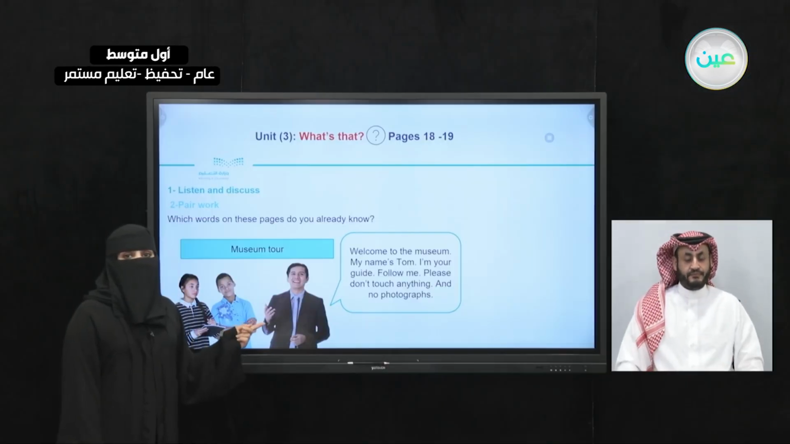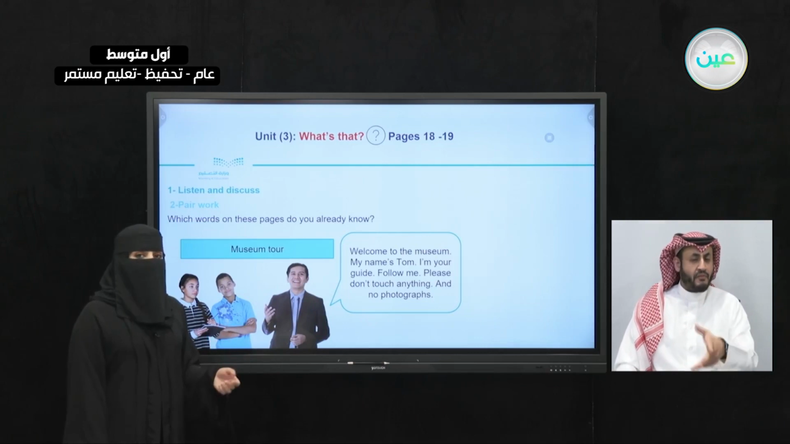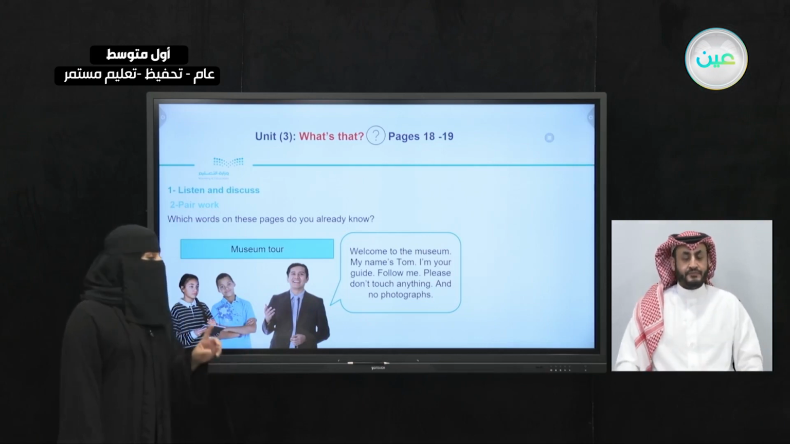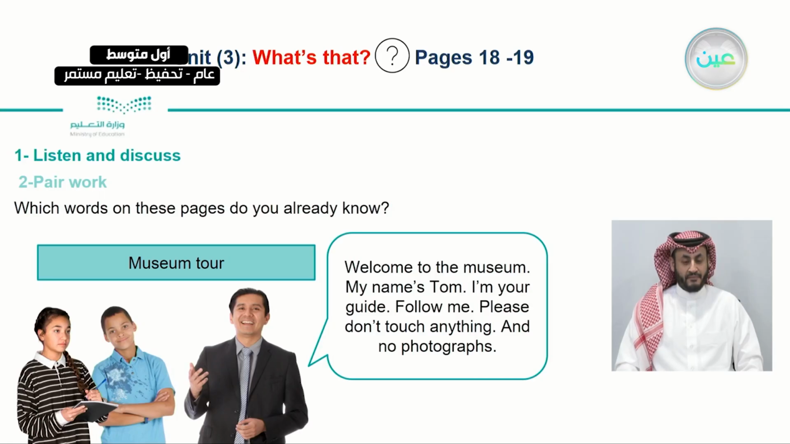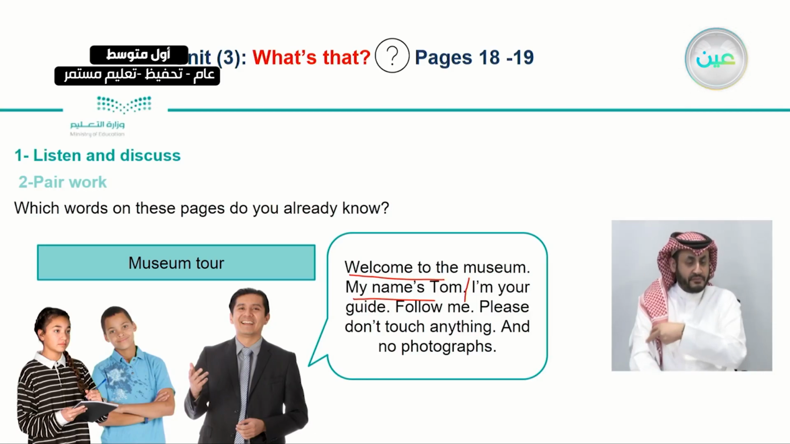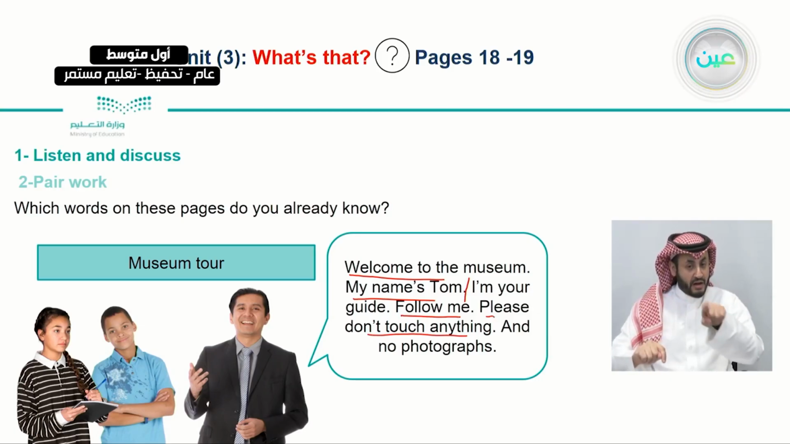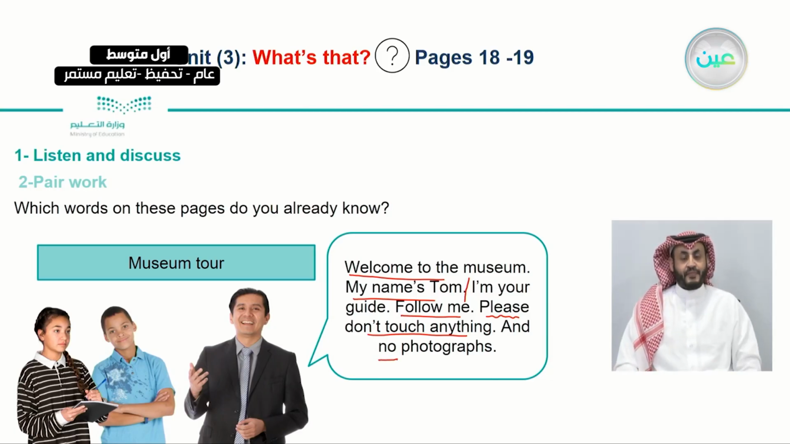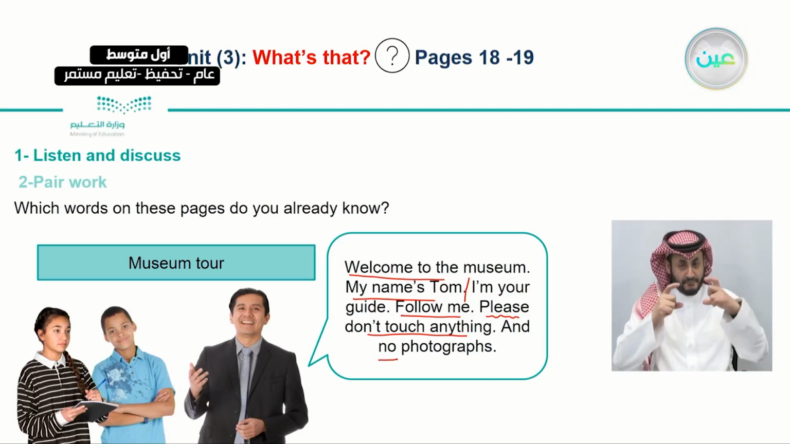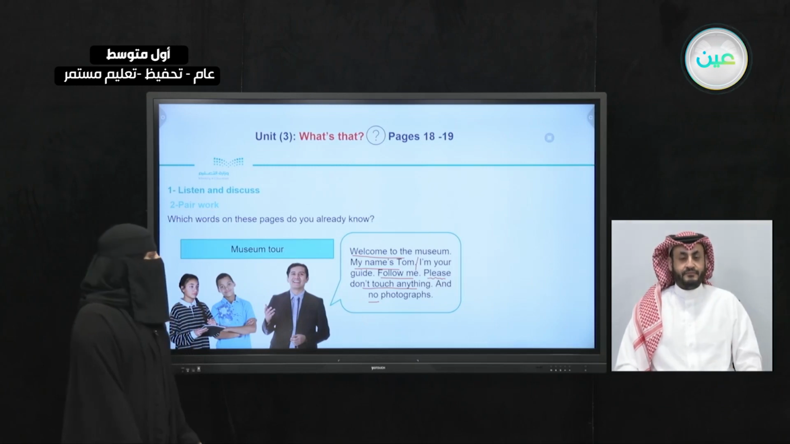Can you find me commands and instructions? So, let's look at the first sentence. Welcome to the museum. He was introducing himself. My name is Tom. I'm your guide. Follow me is an instruction. Please don't touch anything. And he said the polite word, please, and no photographs. Those are the rules of the museum, right?